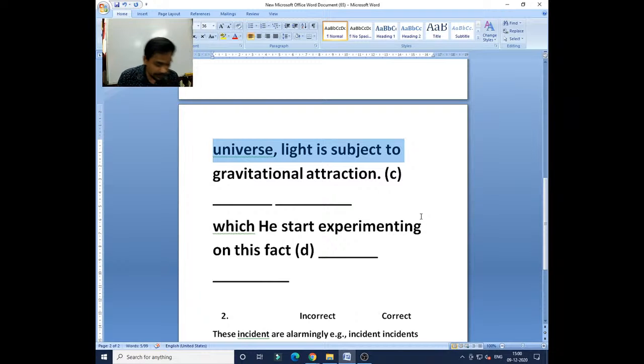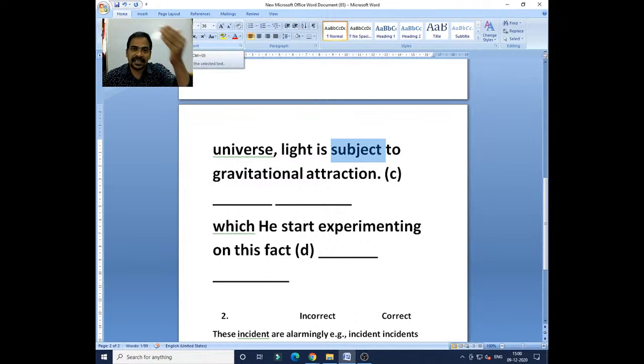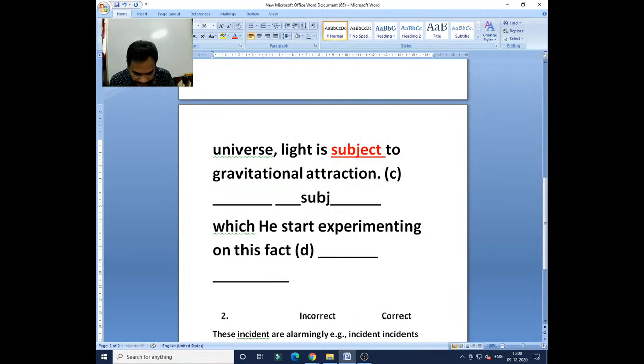Pratisruta. Yes, subjected. Light is subjected. Now you have to understand whether the sentence is in active voice or in passive voice also. That we have to notice. Okay, so it should be subjected, S-U-B-J-E-C-T-E-D. Light is subjected to gravitational attraction. Clear?